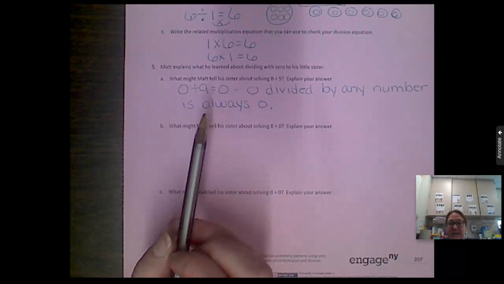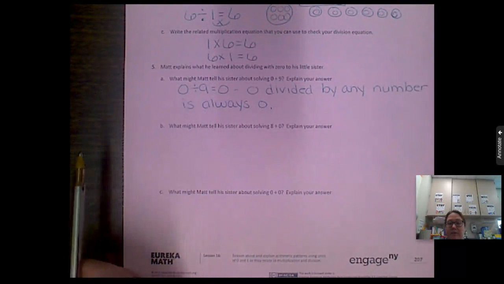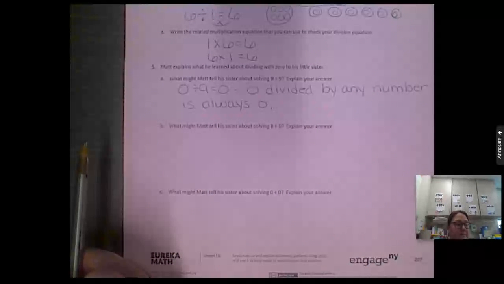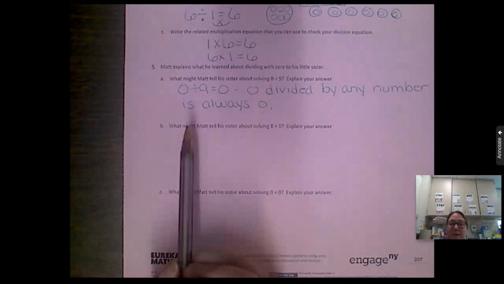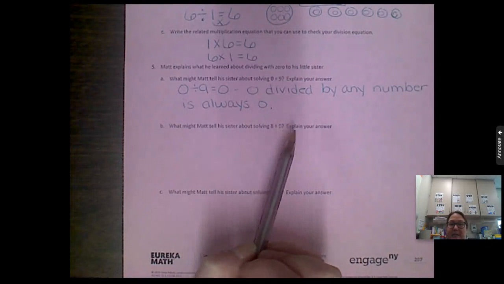There's nothing to split up. Okay. Look at the next one. Okay. So what might Matt tell his sister about solving 8 divided by 0?